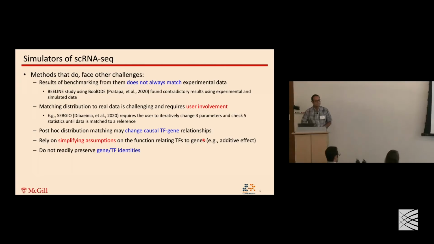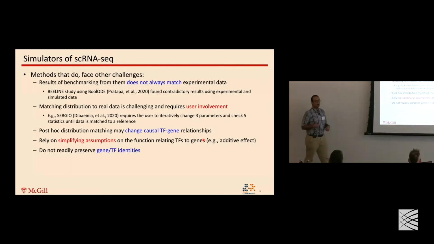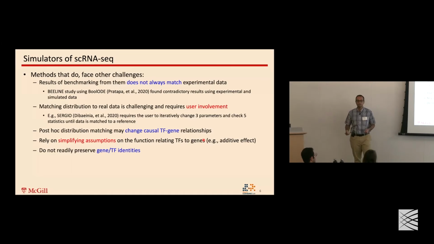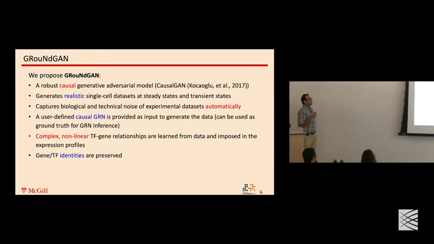Now, there are other issues. For example, because these are rule-based methods, they inevitably need to make simplifying assumptions on how different transcription factors influence a target gene, for example, an additive effect, and also do not readily preserve the gene and TF identities. So to address these and other problems, we developed GRouNdGAN, which is a robust causal generative adversarial model based on the CausalGAN framework that Yazdan described earlier.